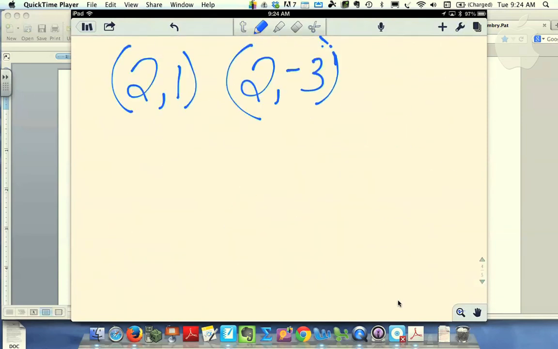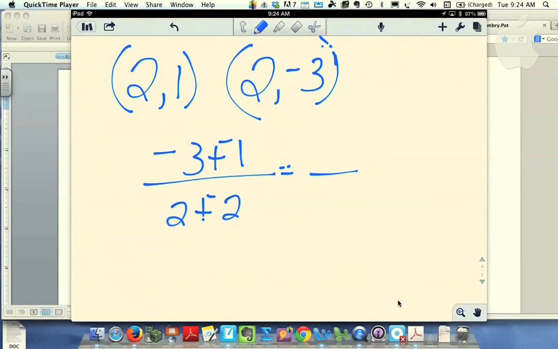In the last example, you might notice that the x's are the same. So I'll subtract the y's on the top and subtract the x's on the bottom. Well, this time I get 0 in the denominator, and we know that we cannot divide by 0. That is undefined. There is no answer to this question.